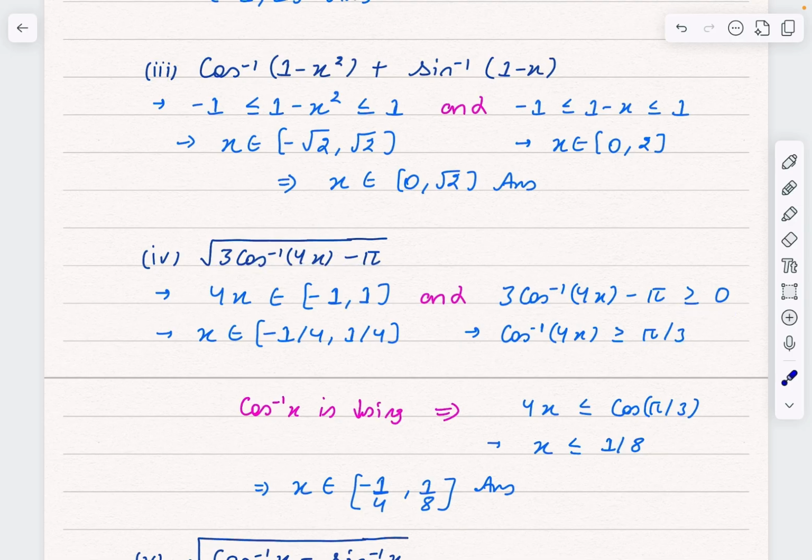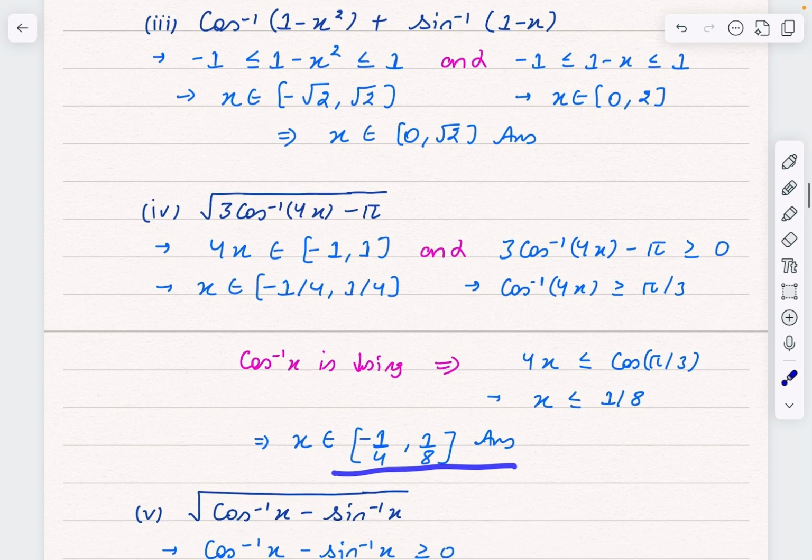Now, you know cos inverse x, we discussed, is a decreasing function. Right now it is cos inverse 4x greater than or equal to that. If I take cos to that side, the inequality will change. You get 4x is less than or equal to cos pi by 3. So x should be less than or equal to 1 by 8, because cos pi by 3 is 1 by 2. So the common values will be minus 1 by 4 to 1 by 8. I hope it is clear to all of you. Next.